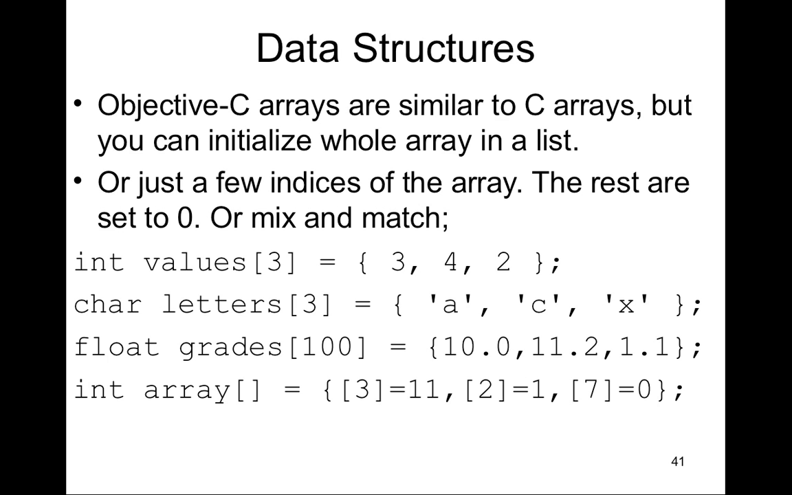So Objective-C arrays are the same as C arrays, but you can initialize the whole array in a list, or you can just use a few indices in the array, and the rest are set to 0, or mixed and matched. This is actually the same as C. C will automatically set them to 0, and you can take and initialize the entire array, and it will automatically figure out what size it's supposed to be. So all of these little tricks actually work in C as well.